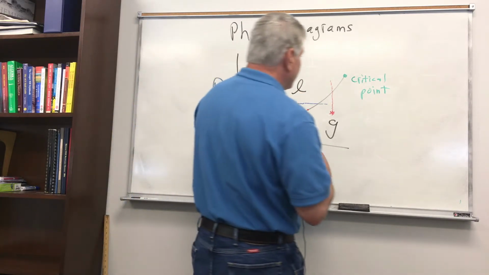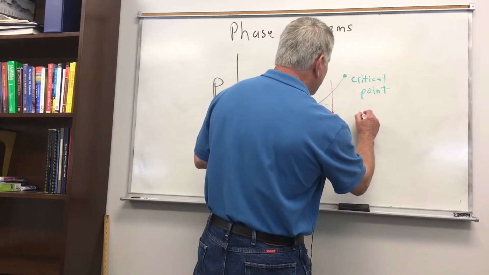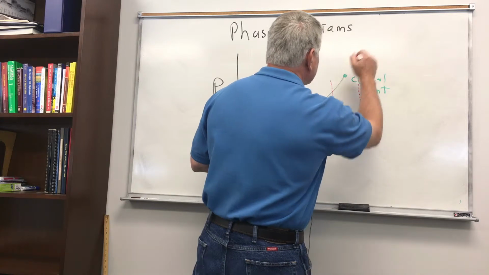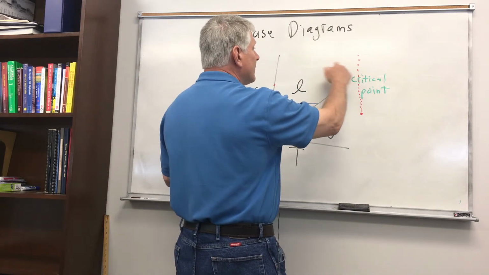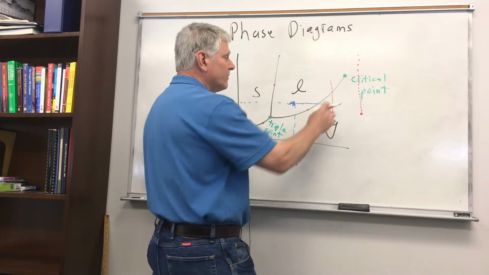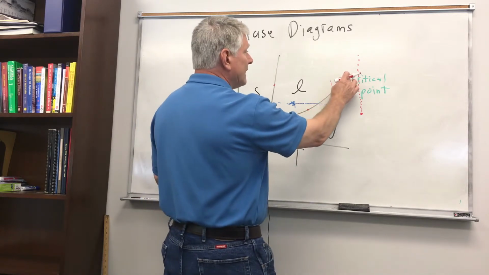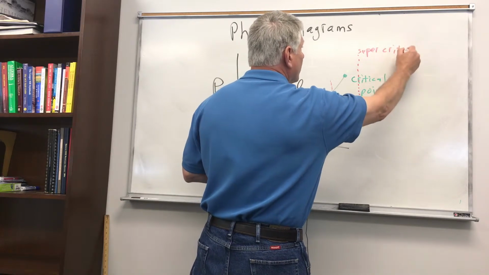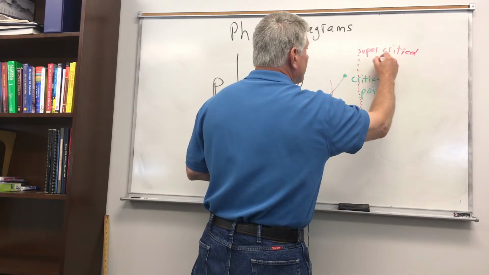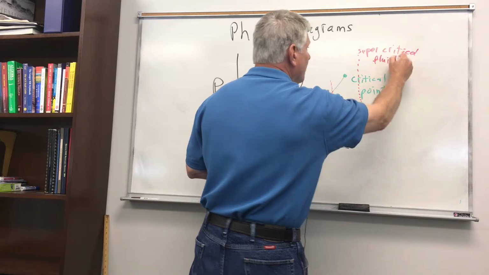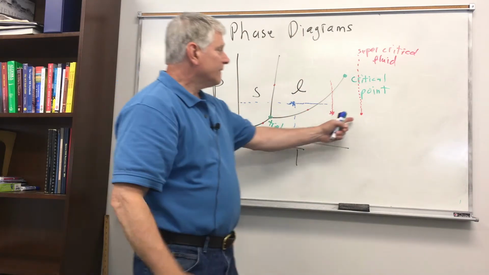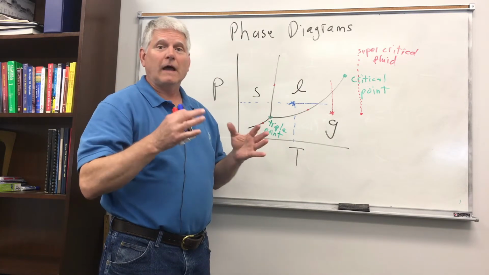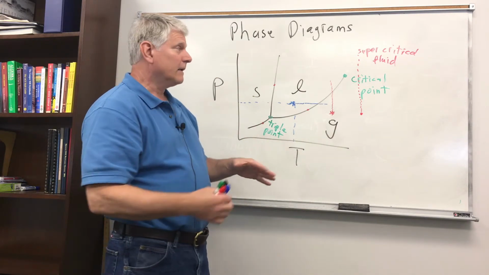However, if you're here and then increase the pressure, this line has stopped, so you can no longer get to the liquid phase. And so you don't liquefy the gas past the critical point. What you do is form what's called a supercritical fluid. Now, you're increasing the pressure, so the density of the fluid is high, but it's not a liquid.